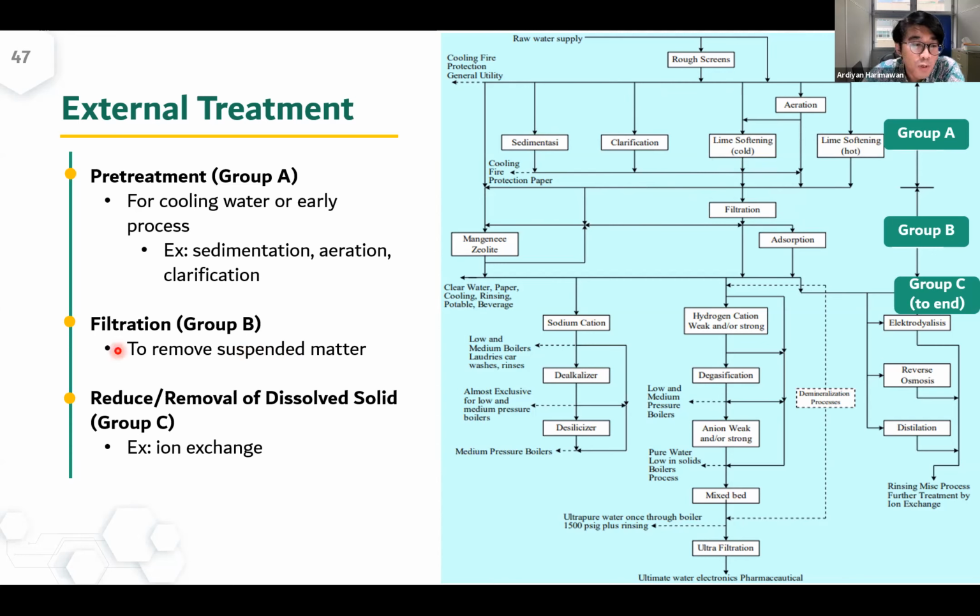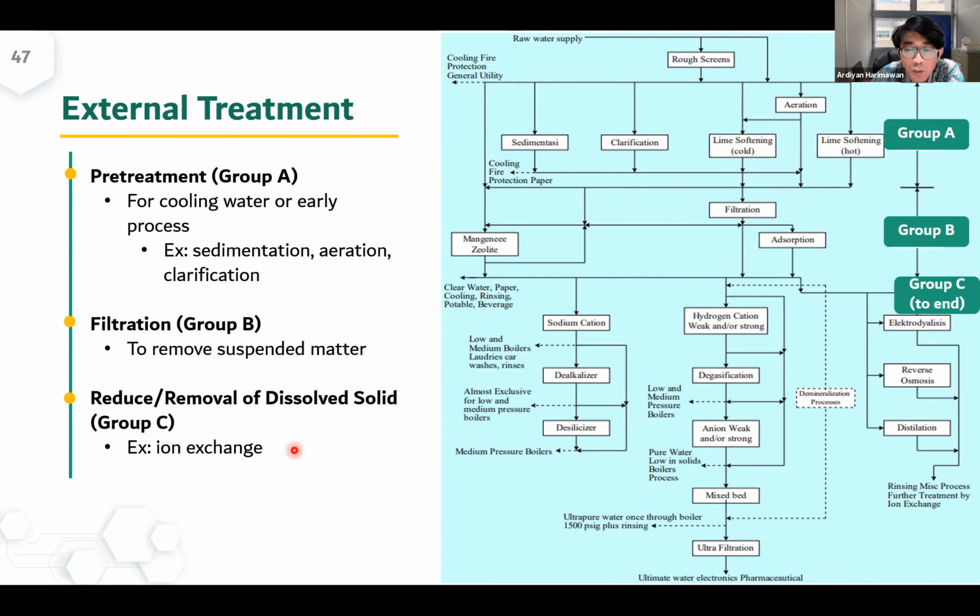And then the second one will be the filtration. Filtration is after you separate and concentrate the suspended solids, then you remove the suspended matter. So you can use either a filter or a membrane, depending on the purpose as well.